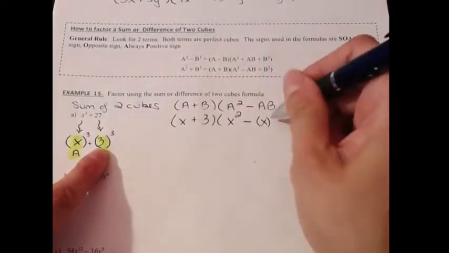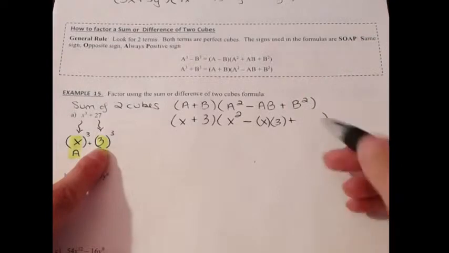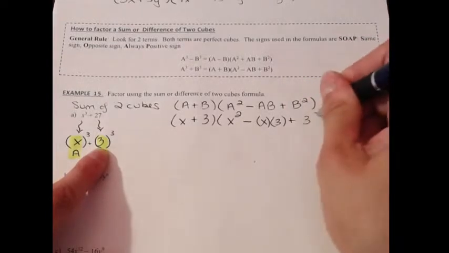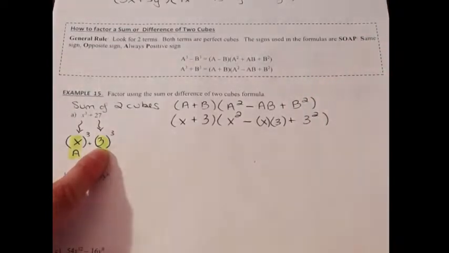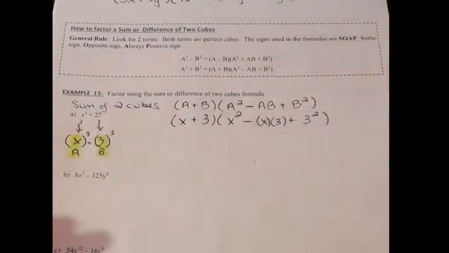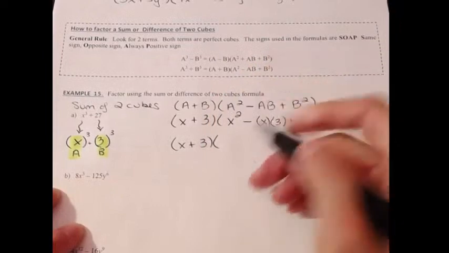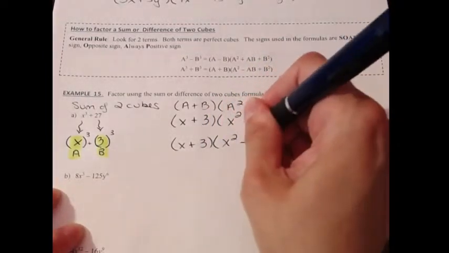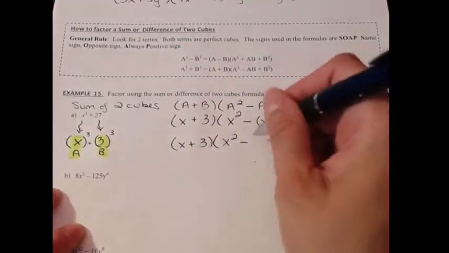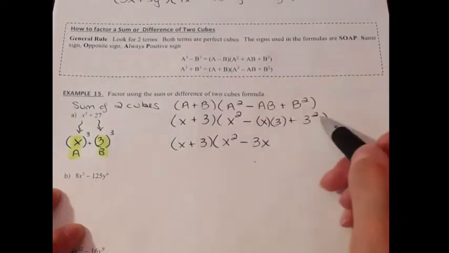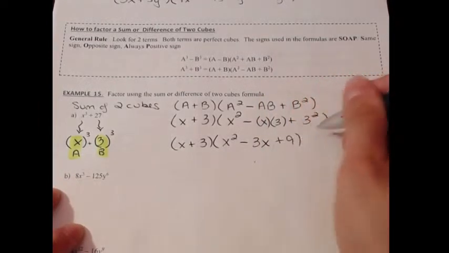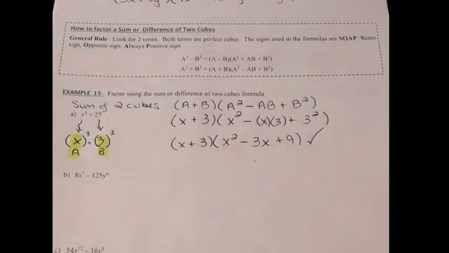Good. I see a B here, replace that with a 3. We're going to replace that with a 3. And now let's just clean this up. So my answer is x plus 3 times x squared minus x times 3, which is just 3x, plus 3 squared, which is 9, and you're done.